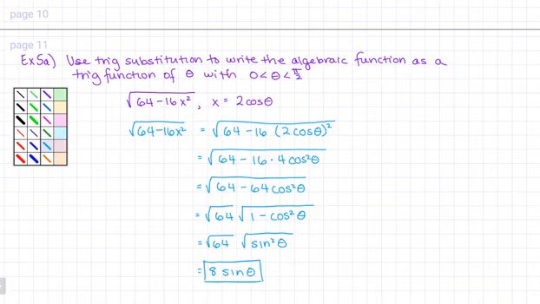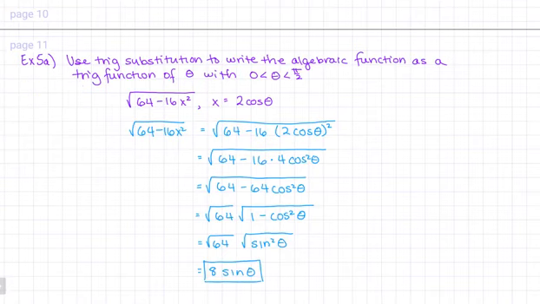And this is actually a strategy that's used in calculus a lot. You'll start with an expression like this, which is a little harder to work with, and then you get it down to 8 sine theta. Maybe you changed variables, but again, that's a strategy we also use in calculus. But 8 sine theta is a lot easier to work with than the square root of 64 minus 16x squared.